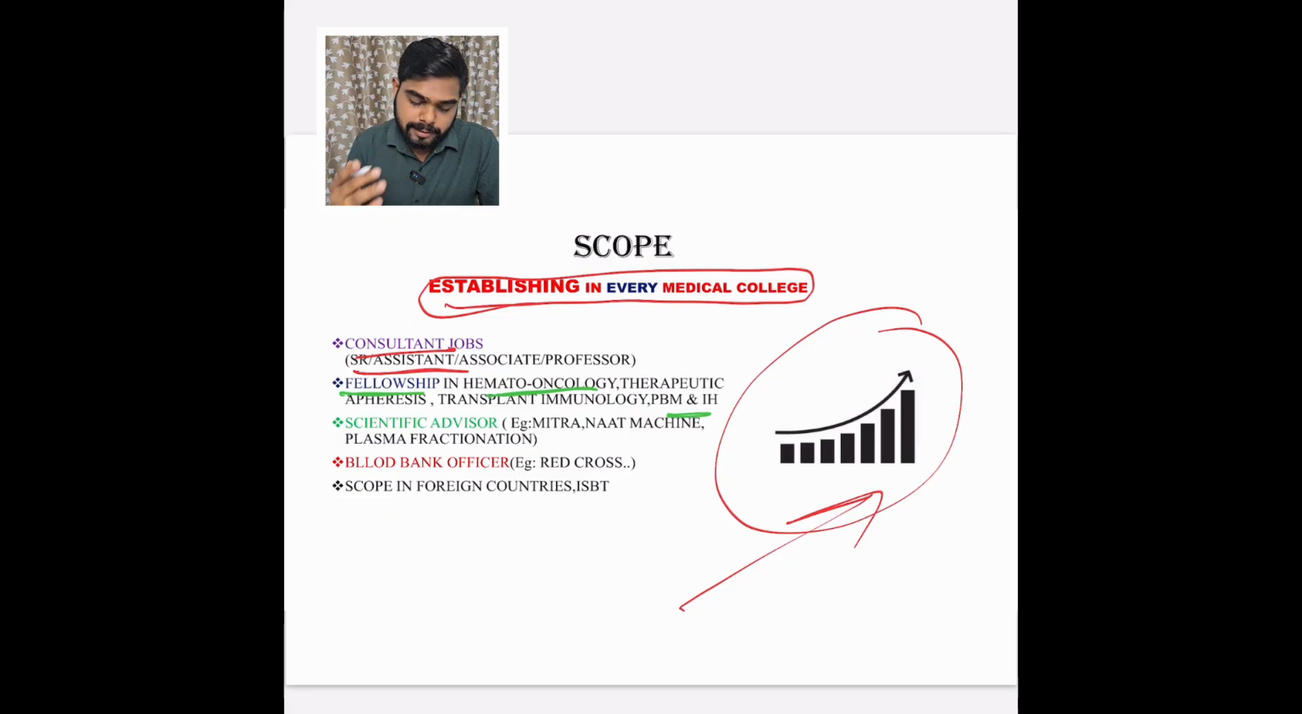More than that, you can become a scientific advisor to some companies, like blood bank preparing companies like Mitra, NAT machine related companies, and plasma fractionation companies. You can become blood bank officers in the majority of institutions or outside places, for example the Red Cross Society. There is scope in foreign countries as well. So as I said, this much wide scope is there for this department, one of the emerging departments with moderate workload and easy atmosphere. Work will be there, and it connects clinical, preclinical, and paraclinical.